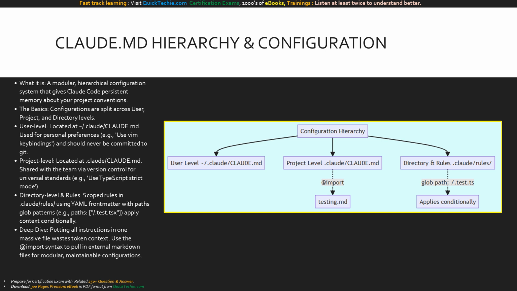This flowchart illustrates the overriding precedence of configurations. Directory and rule-level configs are the most specific and override project-level, which in turn overrides user-level. Notice how project files can cleanly import modular rule files, keeping your main context lean and incredibly efficient.